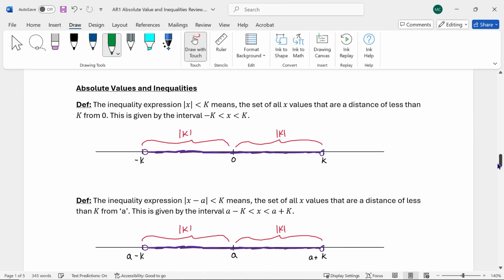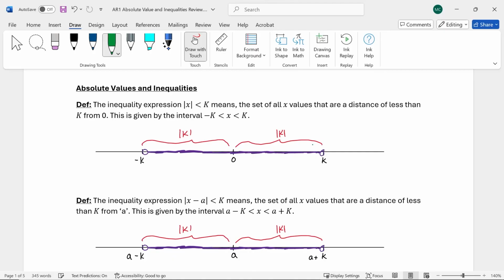Now, back onto our focus on the number line and thinking about the absolute value of a single number and its distance from the origin. So, when we look at the inequality expression, the absolute value of x less than k, that means the set of all x values that are a distance of less than k from 0. So this is given by the interval from negative k to k, right? So when x is greater than negative k and less than k.